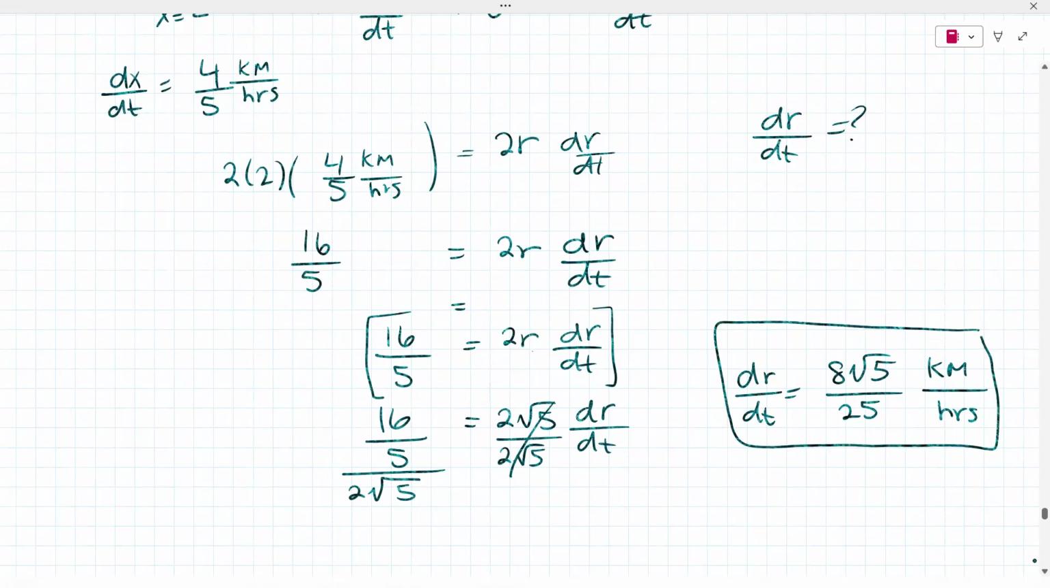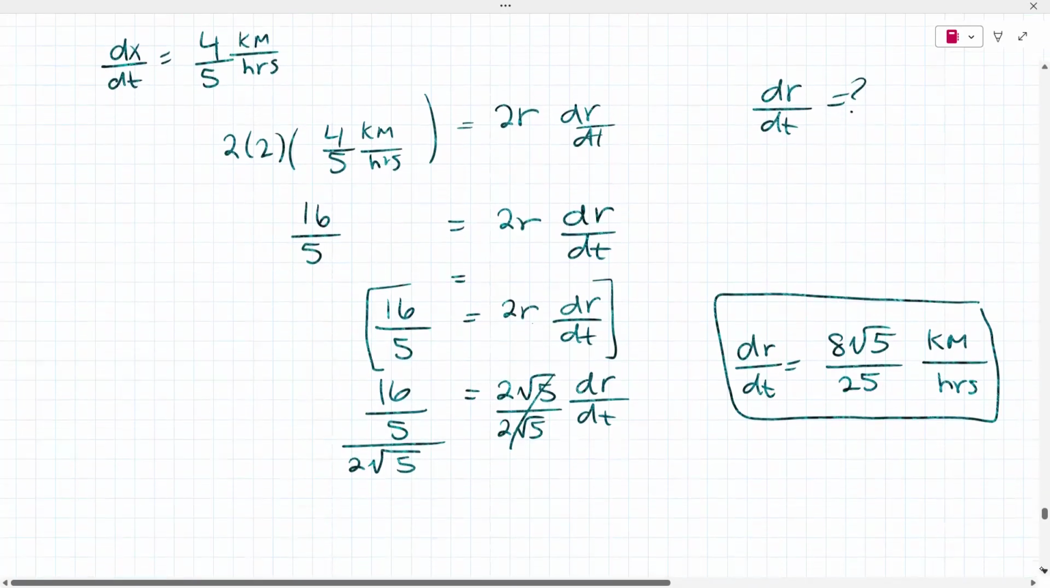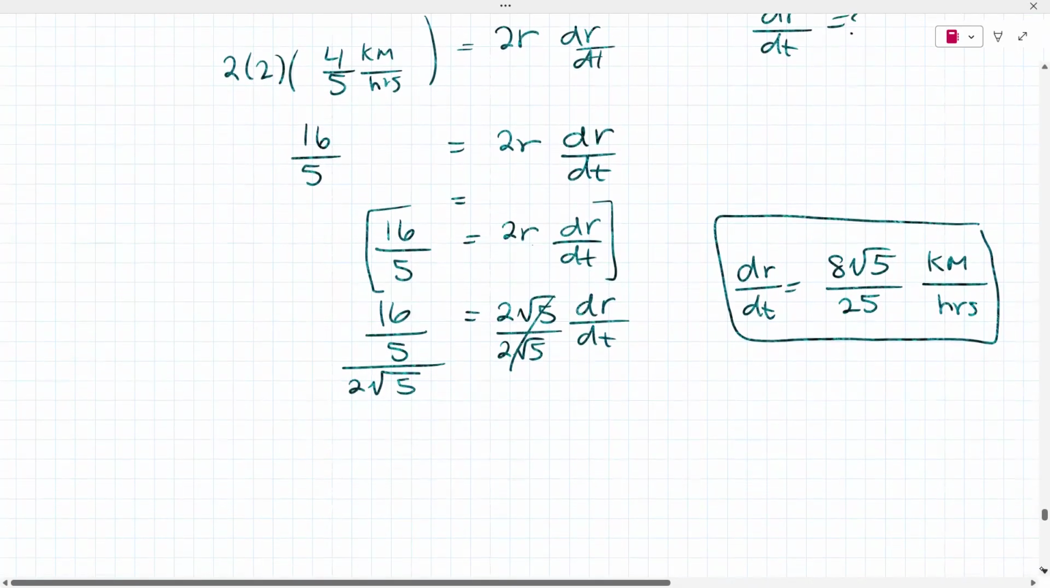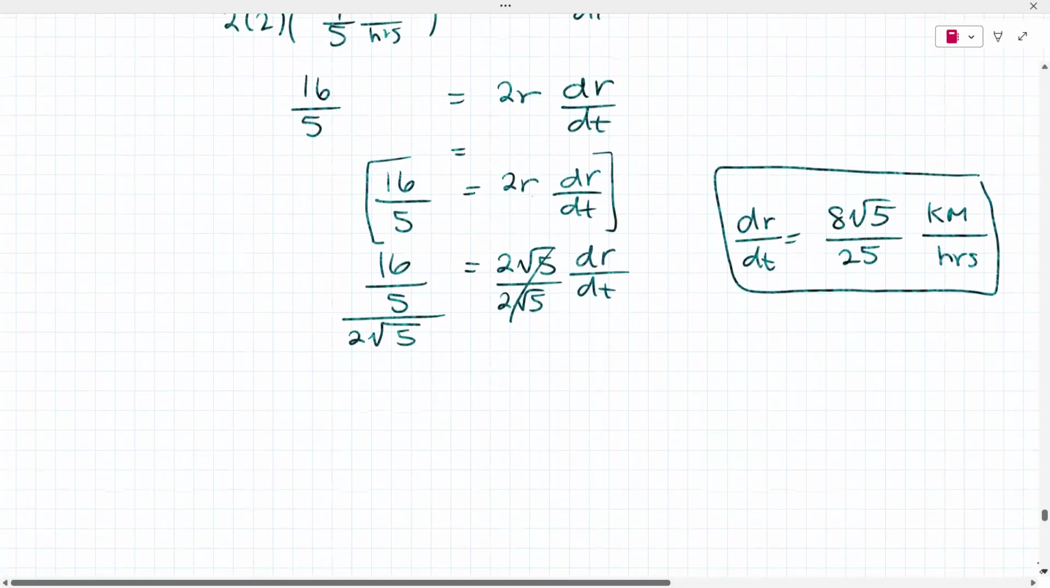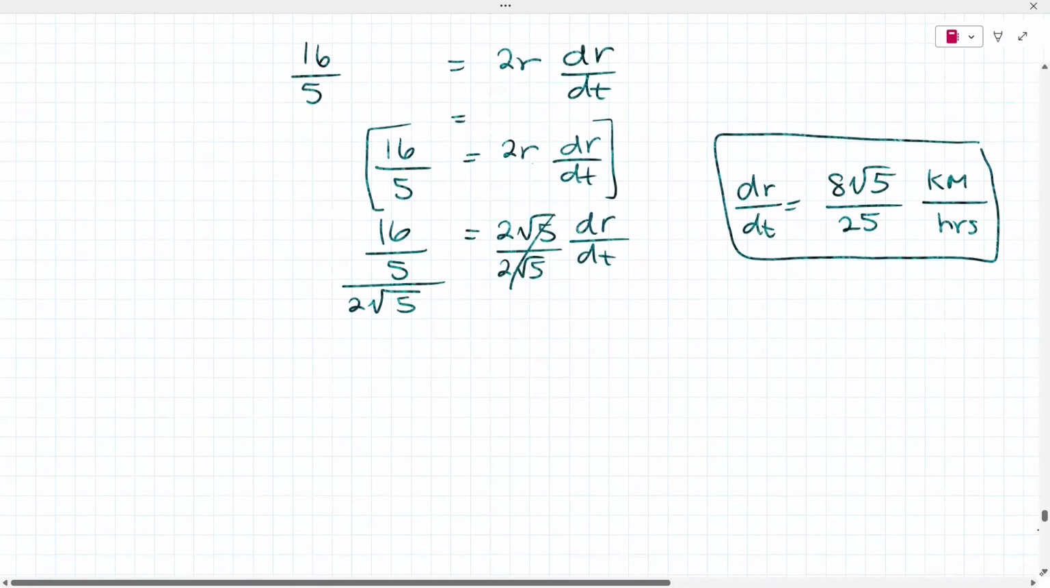Okay, so that was the first part of the question. They were asking how fast is the distance from the car to the camera changing when the car is 2 kilometers from the camera. Now let's do part B. They're saying how fast is the angle from the camera to the car changing at the moment the car is 2 kilometers from the camera. Again, they're asking for a speed because they're saying how fast.